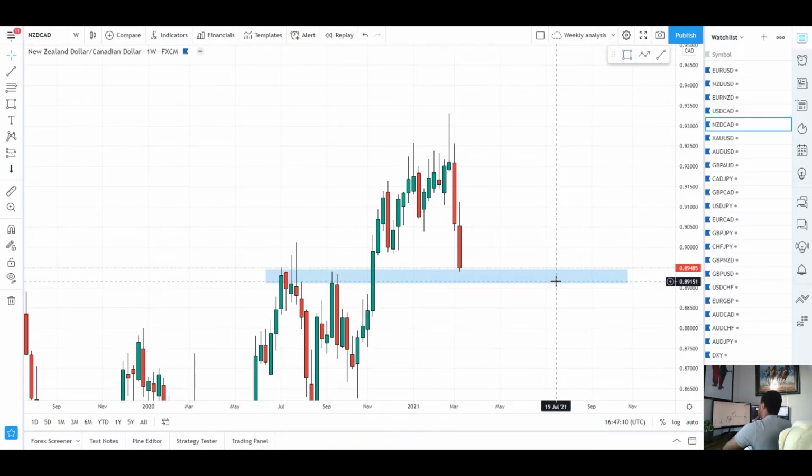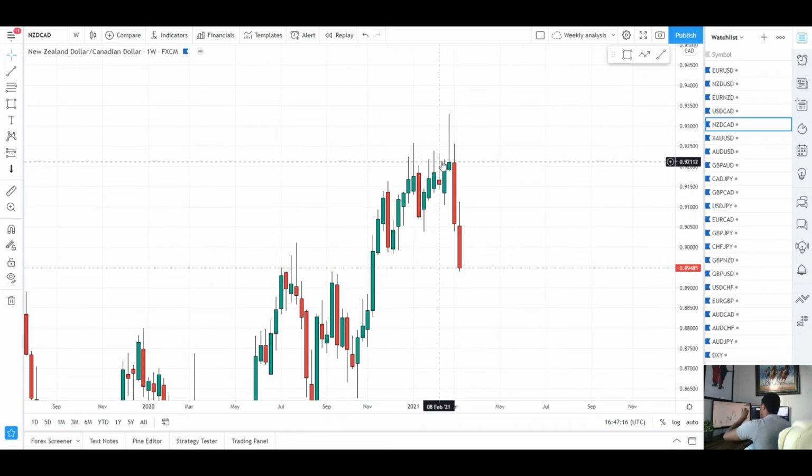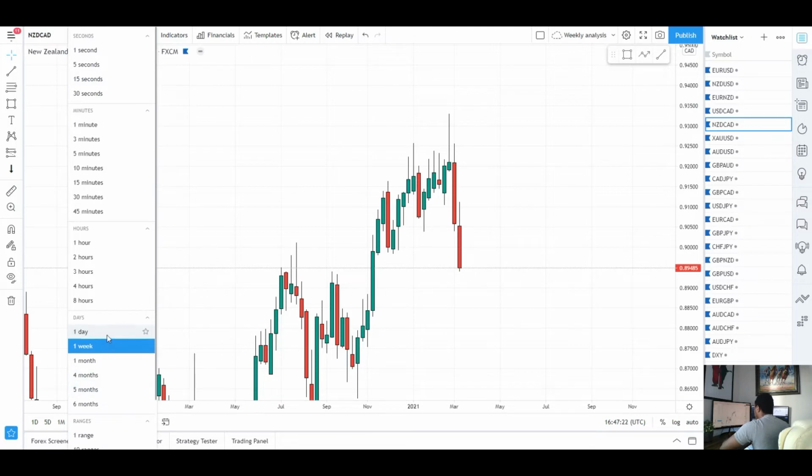So we could actually see that move into 0.89 and then potentially see price bounce straight back up if it does hold that area. But overall, we can see the market is turning bearish and does have a lot of bearish momentum on the higher time frames like the weekly and the daily.